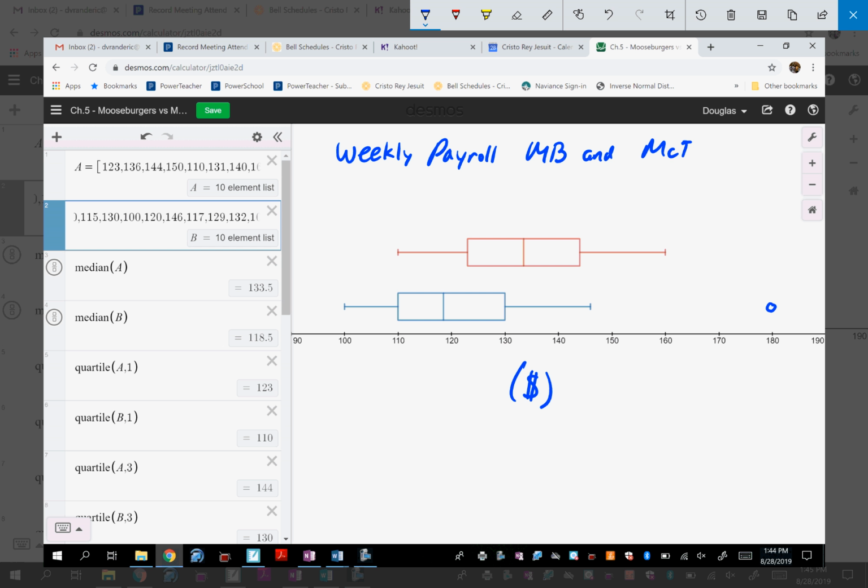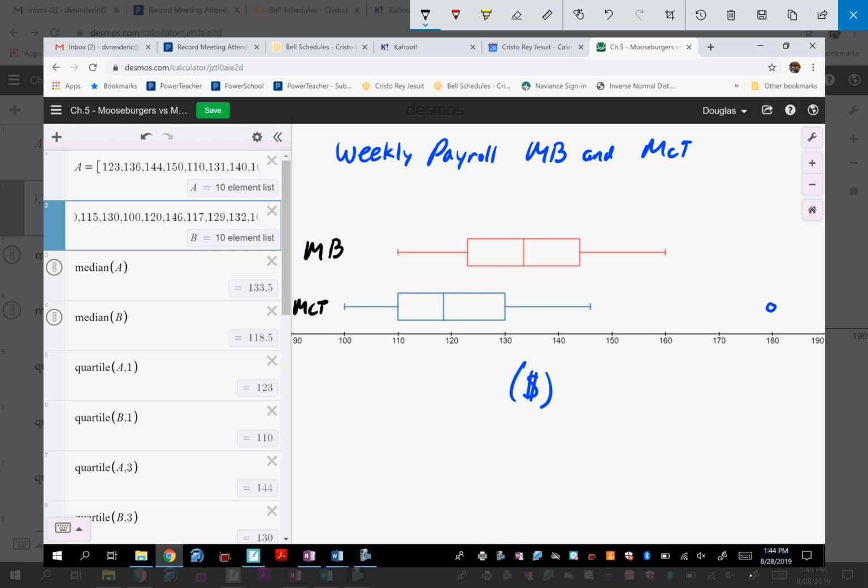All right, who wants to write a few sentences comparing these distributions? How could you write something about the difference or the similarities between these two? Who's got something? Remember, this is Moose Burgers, and this is McTofu. Who's got something they want to say about these two places?